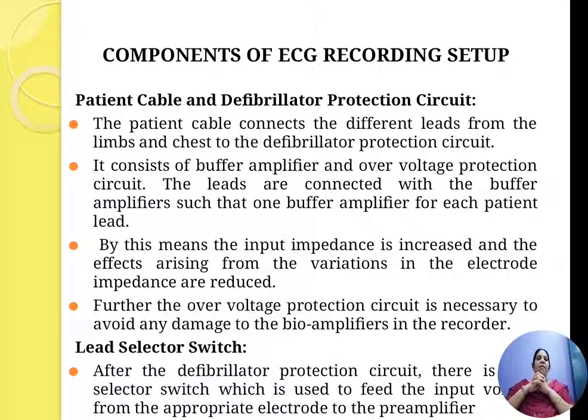It consists of a buffer amplifier and over voltage protection circuit. The leads are connected with the buffer amplifier such that there is one buffer amplifier for each patient lead. By this means the input impedance is increased and the effects arising from the variations in the electrode impedances are reduced.